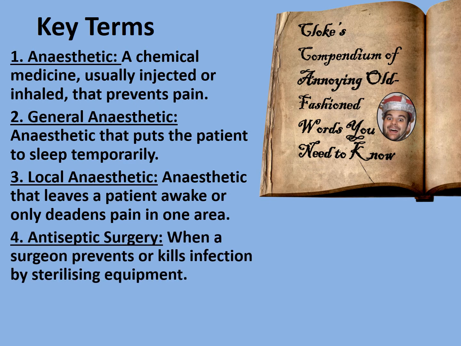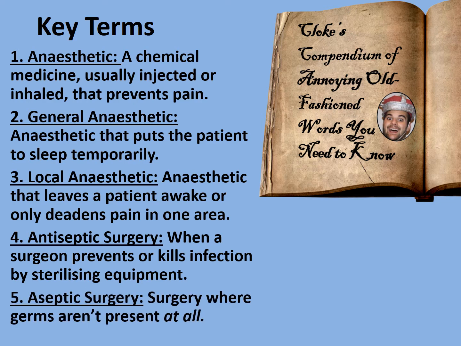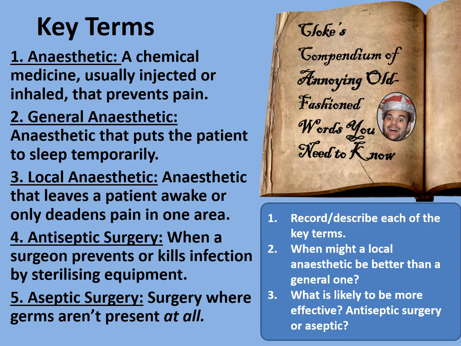Antiseptic surgery: when a surgeon prevents or kills infection by sterilising equipment. And aseptic surgery: surgery where germs aren't present at all. Okay then, record and describe each of these key terms, and then consider when a local anaesthetic might be better than a general one, and what is likely to be more effective, antiseptic surgery or aseptic surgery. Consider your answers and pause the video while you do so.